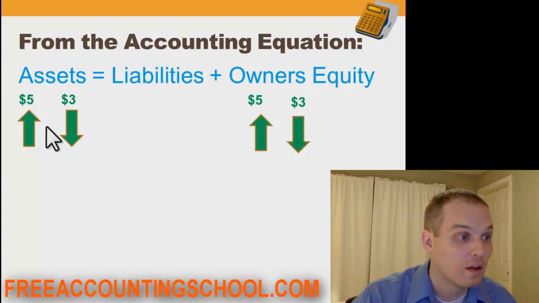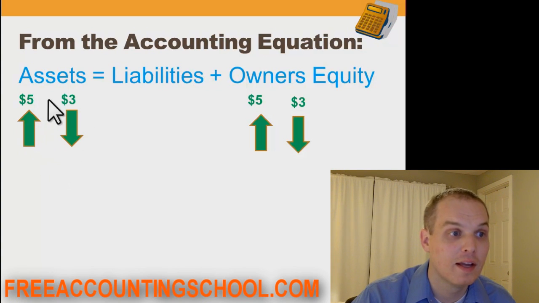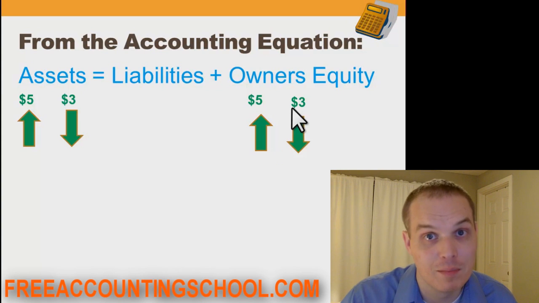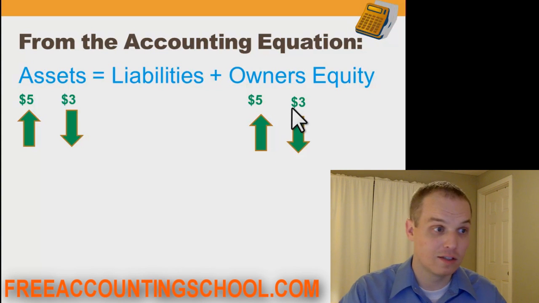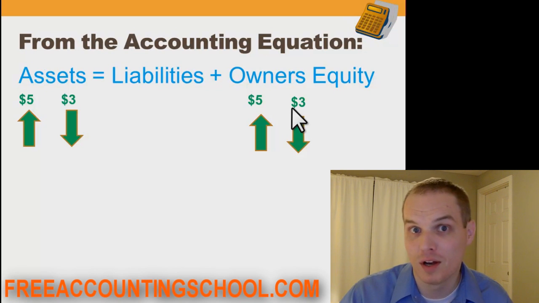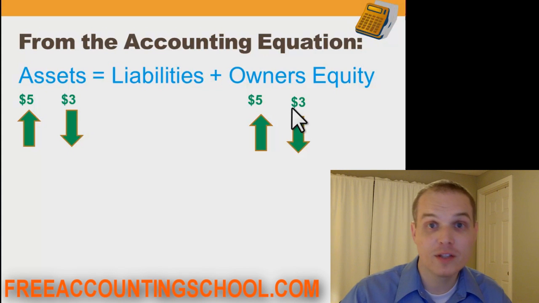So these two combined, the assets went up by $2 on this side, and the owner's equity went up by $2 on this side. So the balance, or the equation, stayed in balance. And this is also showing that the net effect of the transaction was that the owners became wealthier by $2. Okay? So that was it.